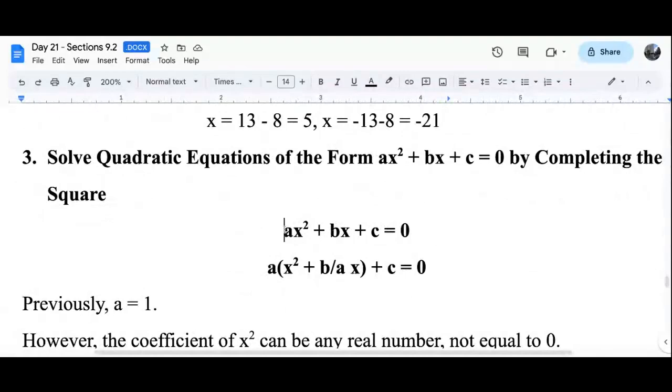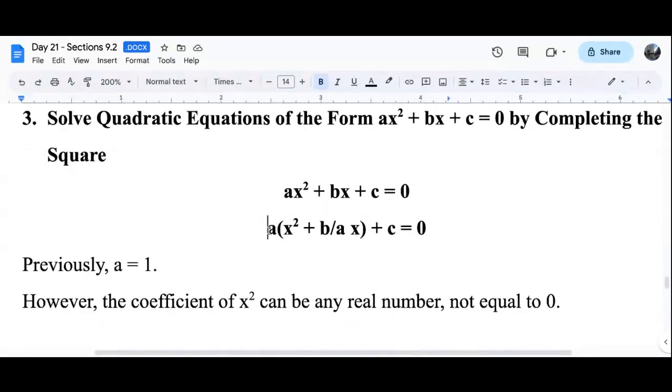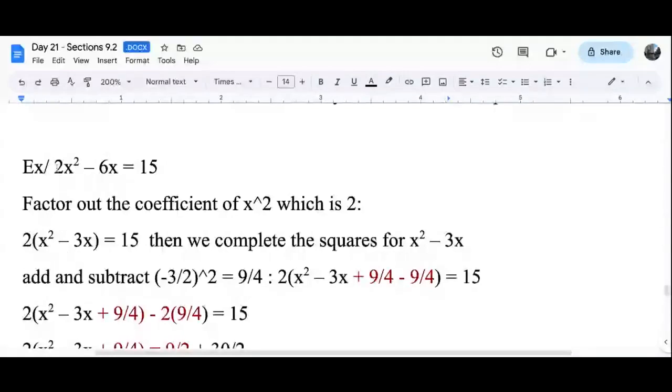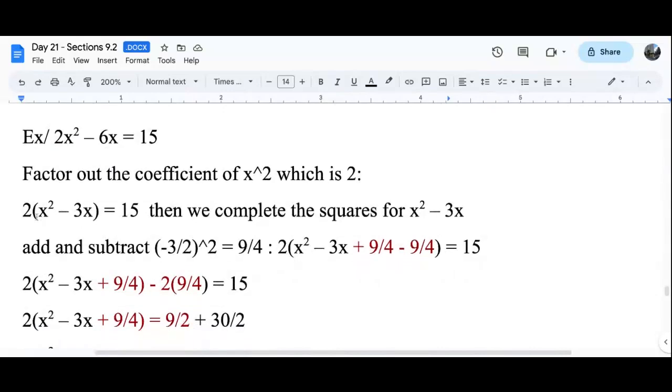Okay, now, a is not 1 anymore. In general, we have ax squared plus bx plus c. So what do we do? We can factor out a. Then the rest will be the same as before. All right. Let's see this one. Now we have 2x squared minus 6x plus 15. So what do we do? We factor out 2 first. So we get 2 times parentheses x squared minus 3x.